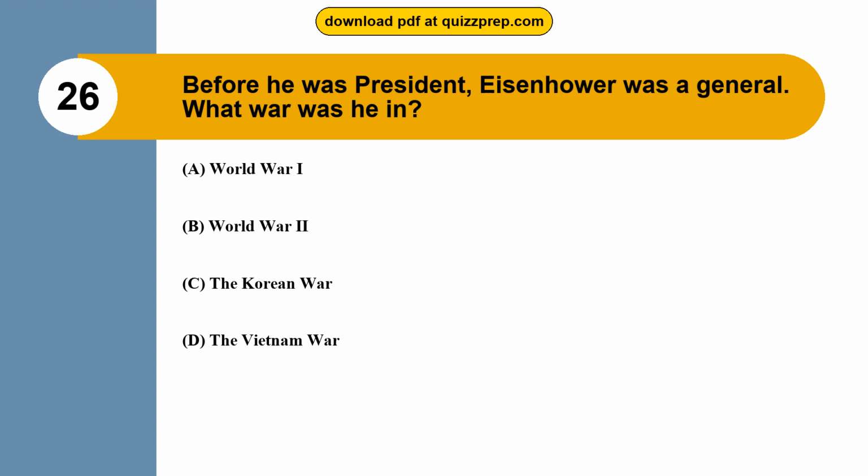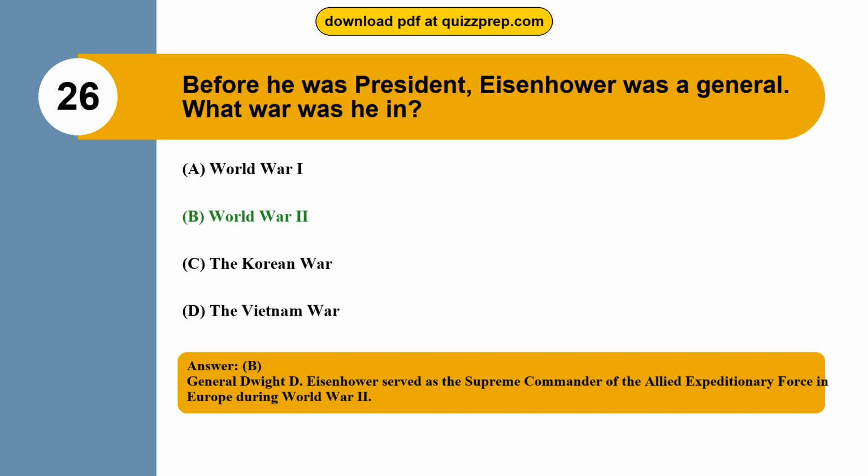Question 26. Before he was president, Eisenhower was a general. What war was he in? Option A. World War I. Option B. World War II. Option C. The Korean War. Option D. The Vietnam War. The correct answer is option B. World War II. General Dwight D. Eisenhower served as the supreme commander of the Allied Expeditionary Force in Europe during World War II.